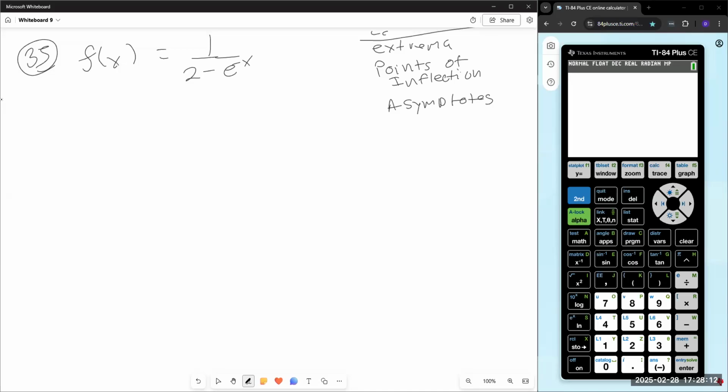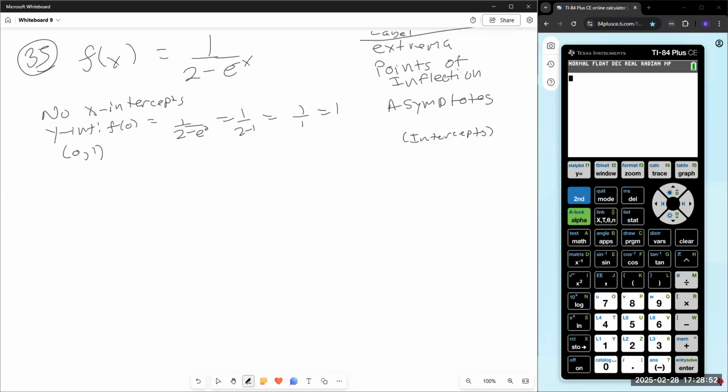So label, okay. They didn't ask us to find intercepts, but I'll try and find x and y intercepts too, since we normally label those on a graph. So, all right, first, there are no x-intercepts. My y-intercept will be at f of 0. So 1 over 2 minus e to the 0. So 1 over 2 minus 1 is 1 over 1, which is 1. So that gives me the point (0, 1) on the graph.